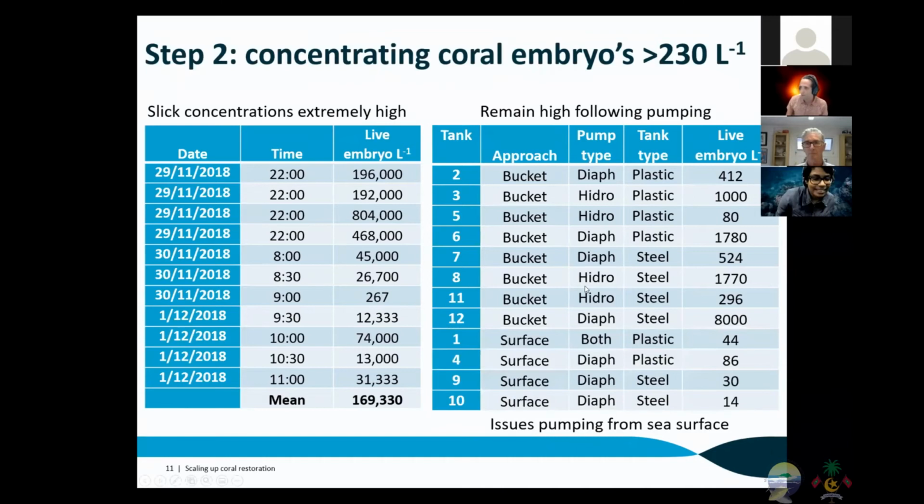Where we had further troubles though, is where we tried to pump the slicks directly off the surface of the water. And you can see here that we have quite a lot lower concentrations of those live embryos in the tanks when we try to pump directly from the water surface. So that's something that we're looking to improve upon.